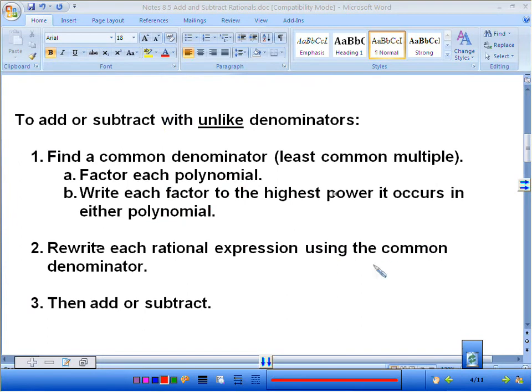Okay, it works the same way with rational expressions when we have unlike denominators. These are the steps we're going to follow. You can stop the recording now, copy these down, and then come back and work the problems with me.